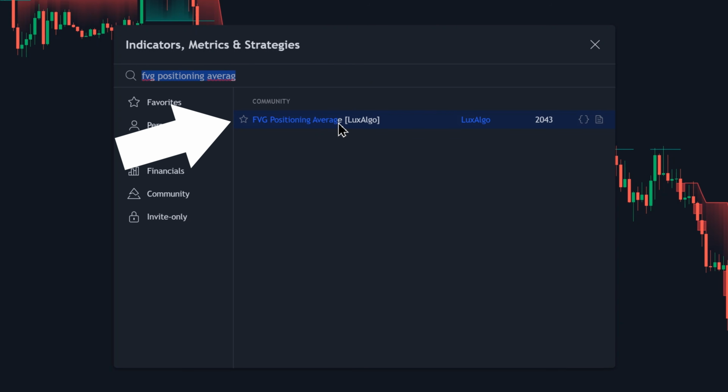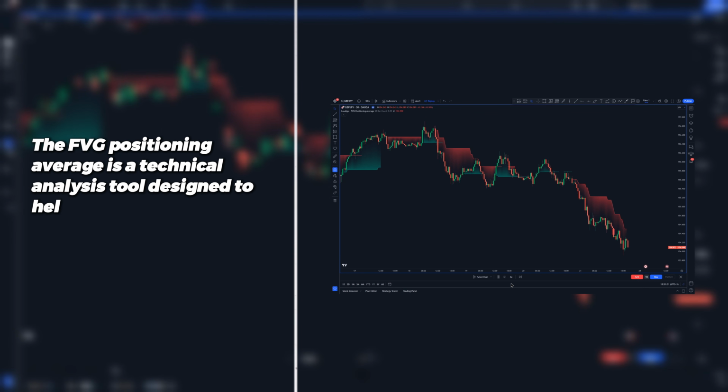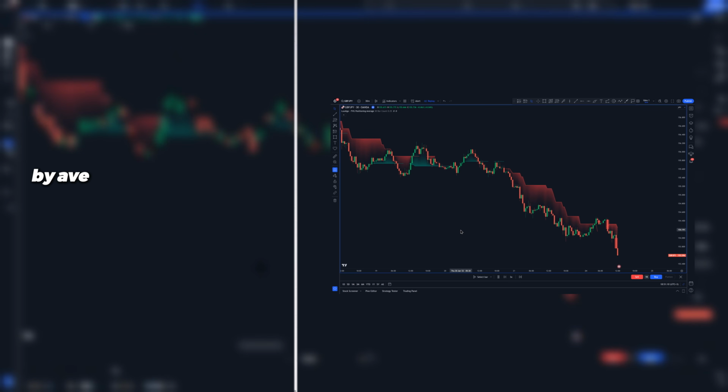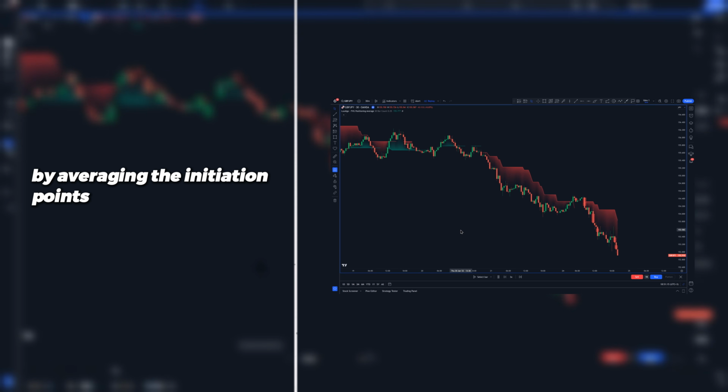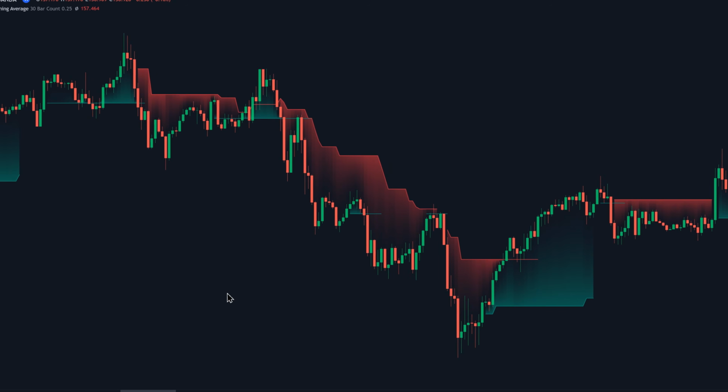this one by LuxAlgo. Now, the FVG Positioning Average is a technical analysis tool designed to help traders identify potential price levels of interest by averaging the different initiation points of recent fair value gaps. But what is an initiation point? And more importantly, what is a fair value gap?